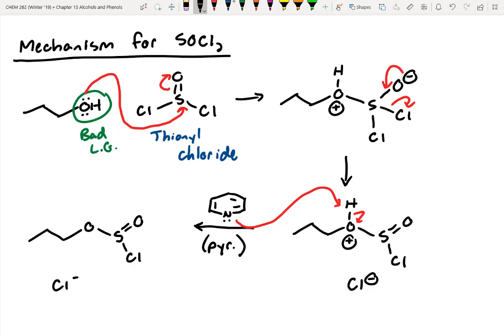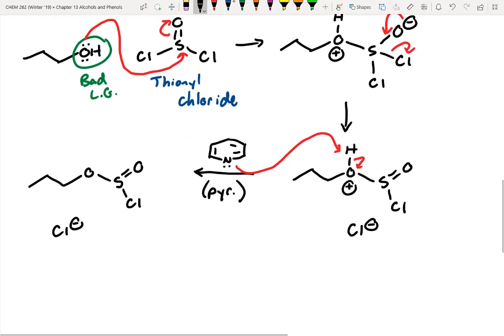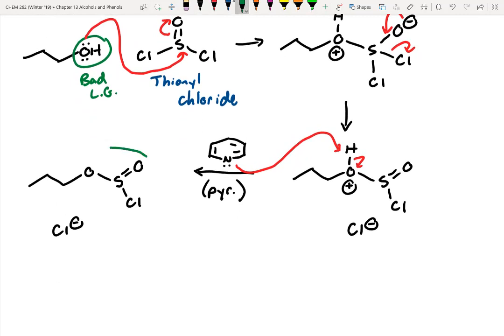And we still have our chloride floating around, which is pretty important in this step. All right, so now when we look at this, this new chunk that we've installed on here is a really good leaving group. Chloride we know is a decent nucleophile. Is it a better nucleophile in a protic solvent or an aprotic solvent? Aprotic solvent, which in this case, pyridine is actually going to be our solvent. Pyridine isn't protic, so chloride's going to be a pretty good nucleophile.